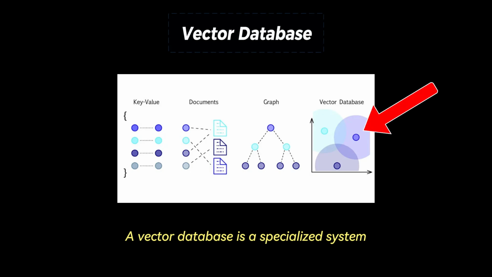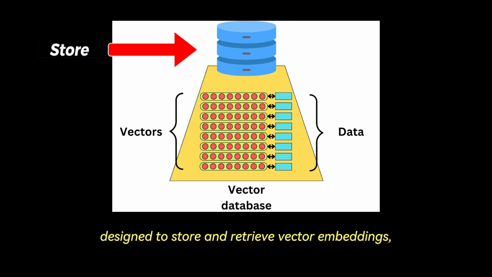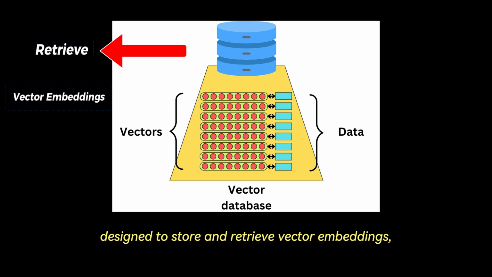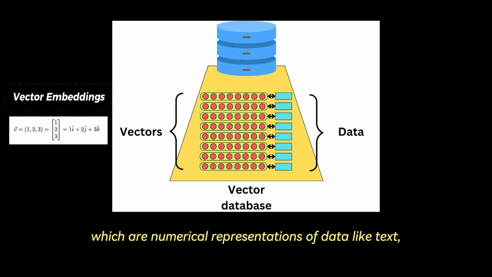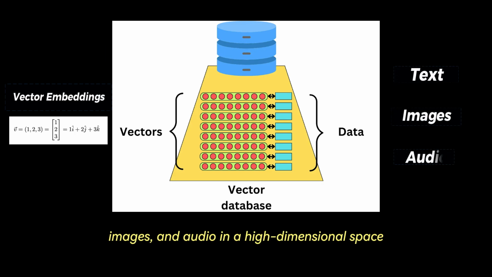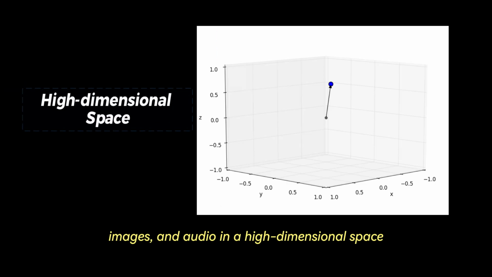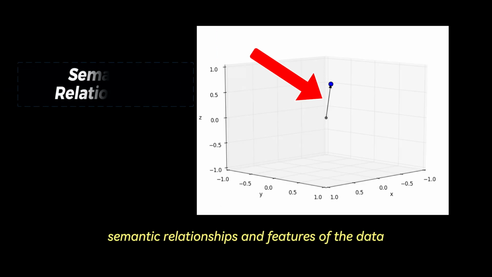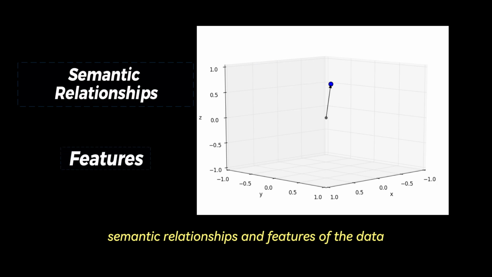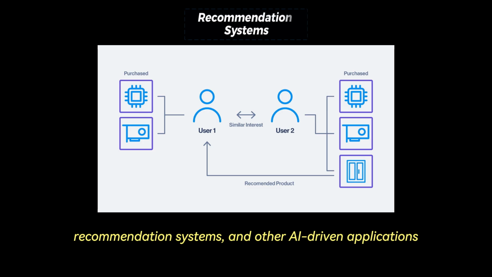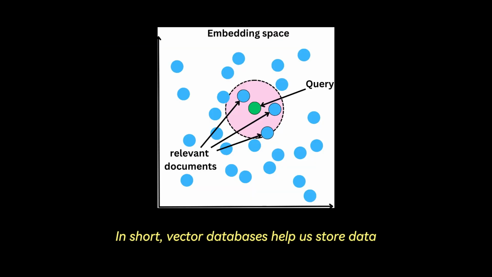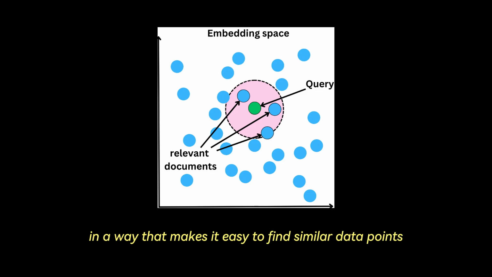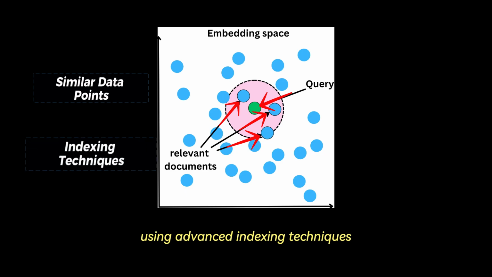A vector database is a specialized system designed to store and retrieve vector embeddings, which are numerical representations of data like text, images, and audio in a high-dimensional space. These vectors capture semantic relationships and features of the data, which are essential for tasks like similarity search, recommendation systems, and other AI-driven applications. In short, vector databases help us store data in a way that makes it easy to find similar data points using advanced indexing techniques.